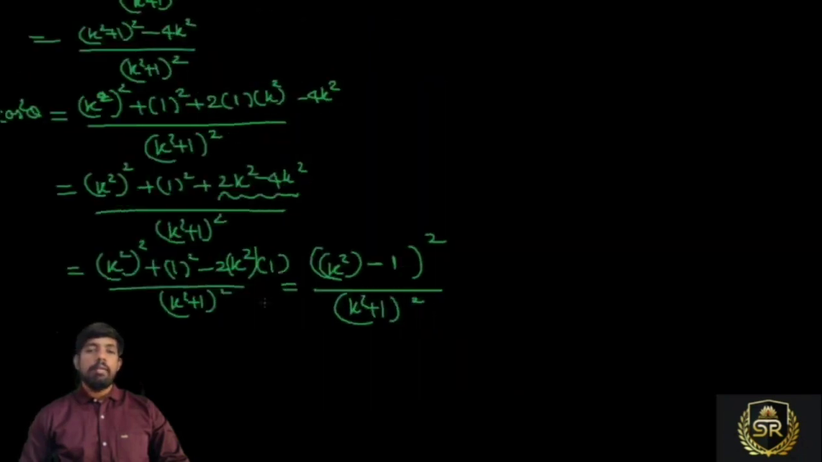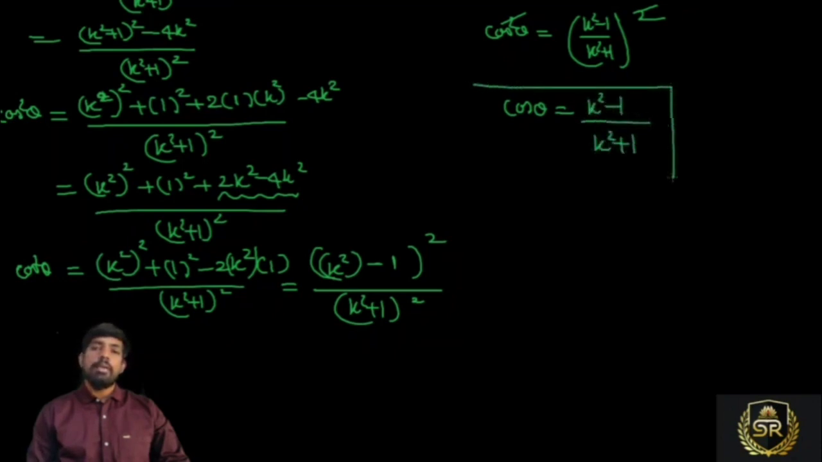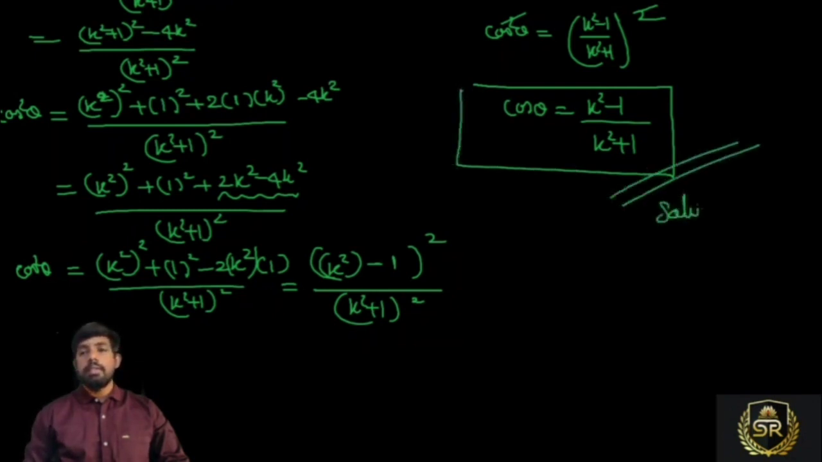Here we have cos square theta, which is equal to k square minus 1 by k square plus 1, overall square. Now square and square cancel, so cos theta is equal to k square minus 1 by k square plus 1. Therefore we got the solution. This is the required solution. That's all. This is the answer.